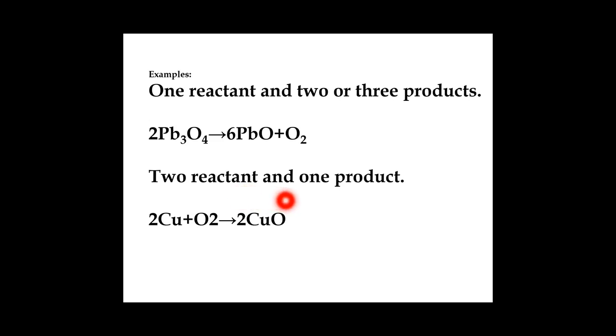Next, two reactants and one product. Copper reacts with oxygen, forms copper oxide. Formation of copper oxide is an example of a chemical reaction which involves two reactants and forms one product.